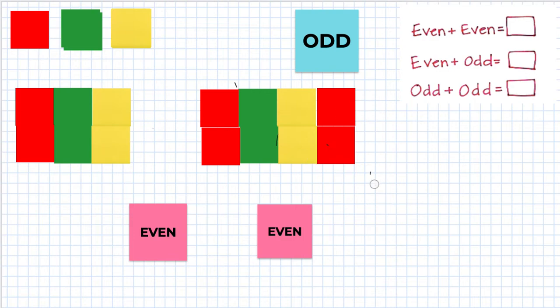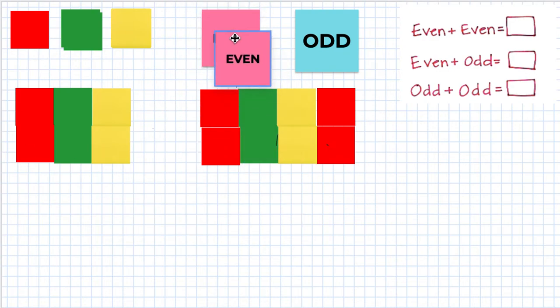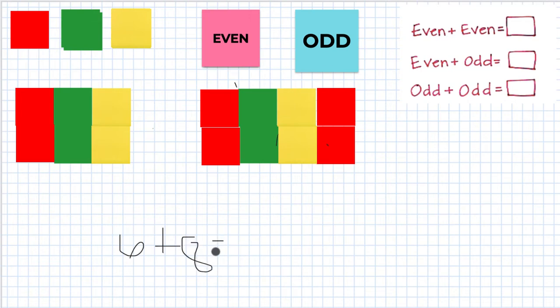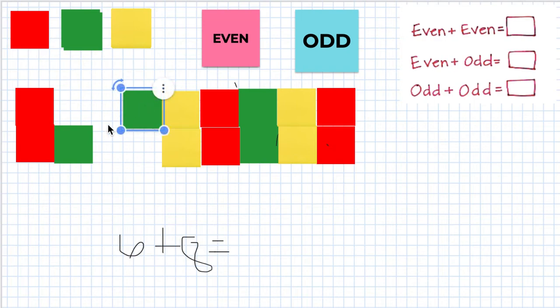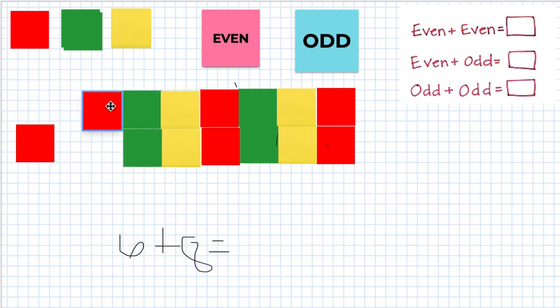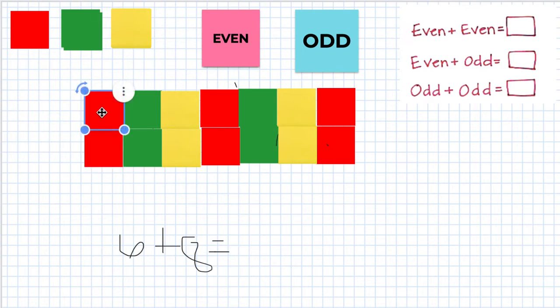So if I want to add the numbers 6 and 8 together, and I want to know if my sum or total is going to be even, let's see. I'm just going to put these arrays right together right here. And what do you think? Is my sum or total going to be even or odd? Well, if you said even, you were correct.